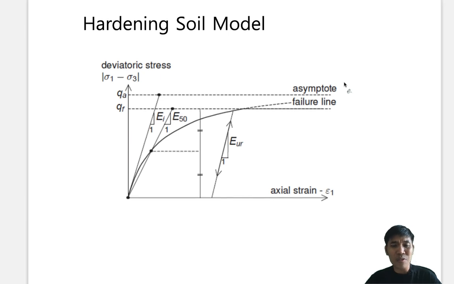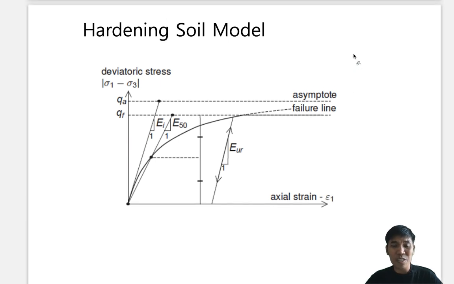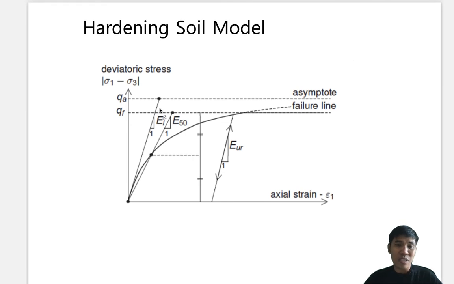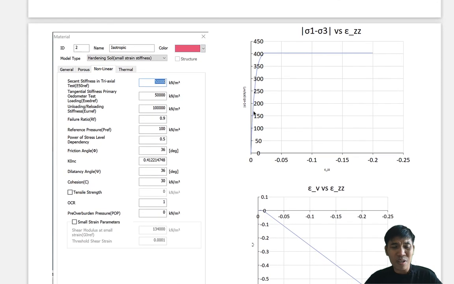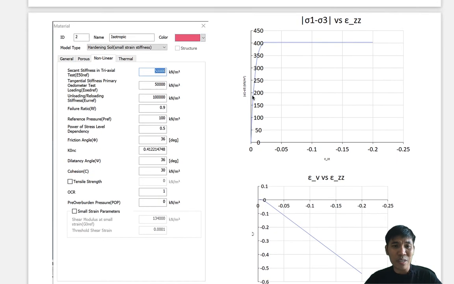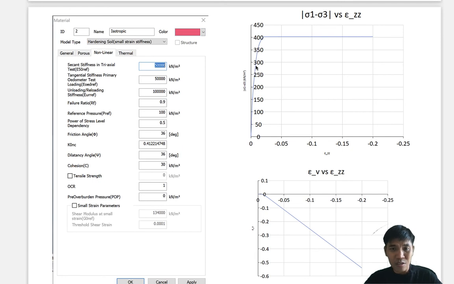For the parameters of the hardening soil model, you have to input the stiffness of the soil. E50 here is for the initial loading, and EUR is for unloading. The behavior of the hardening soil model is something like this. It can go around here. Here you input the set of moduli, and they have other parameters such as the failure ratio and the exponent parameter.